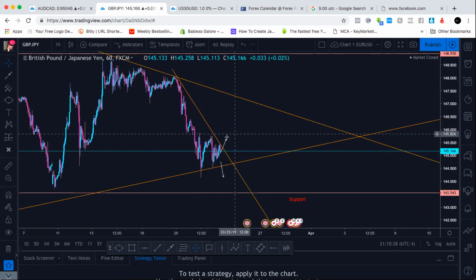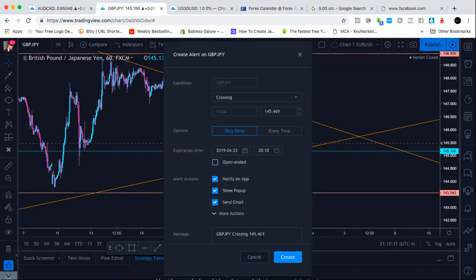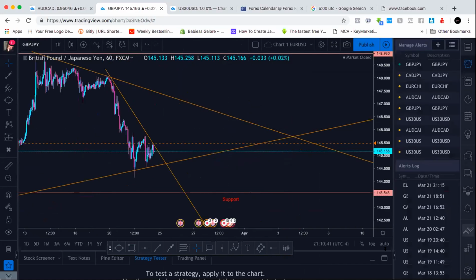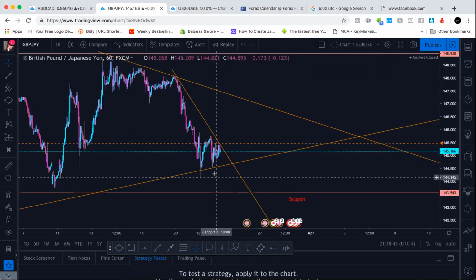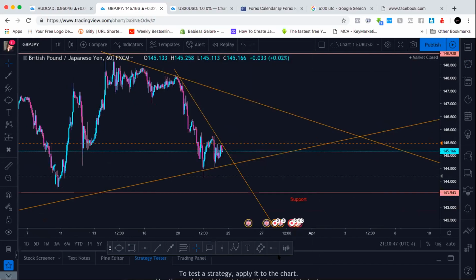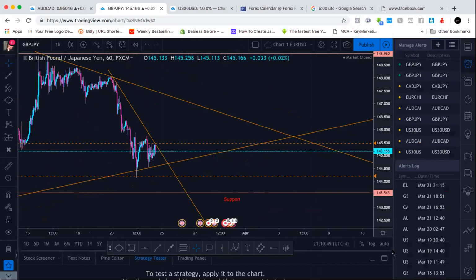So for example, I would put an alert. Let me move this line. I would put two alerts here. I would put an alert somewhere above the trend line here. Okay, my alert's created. Then I would put an alert somewhere below the trend line here. Create alert. Awesome. So my alert is set.